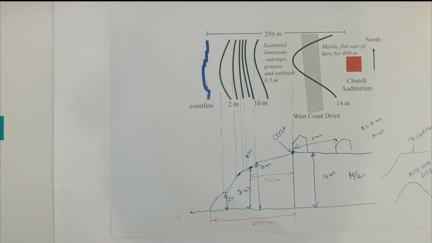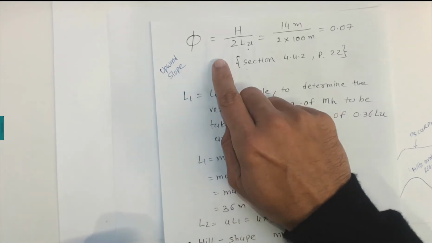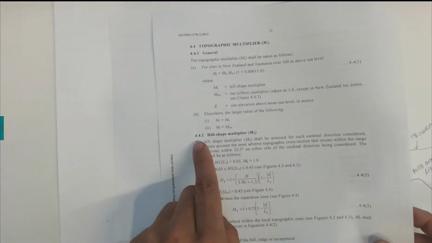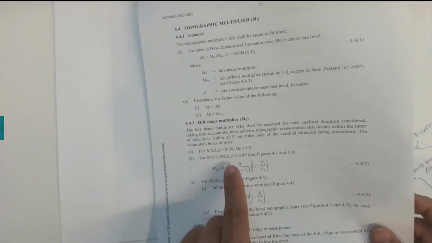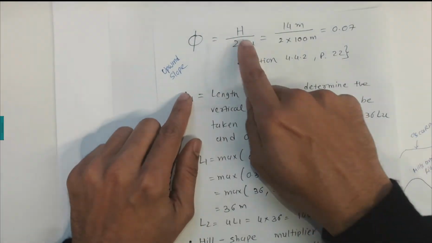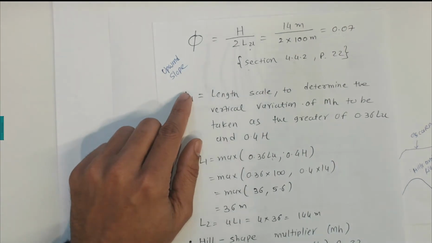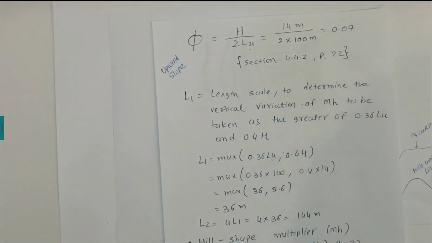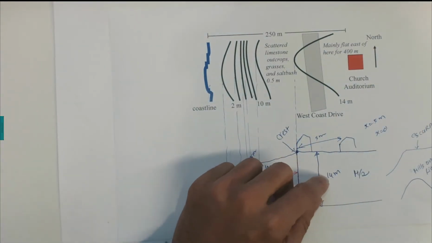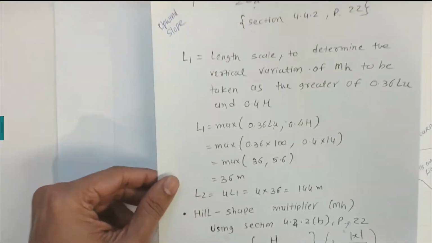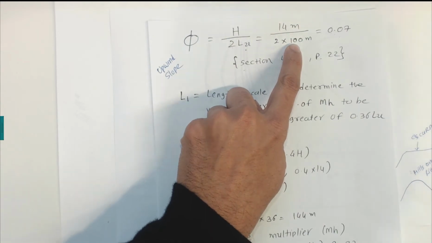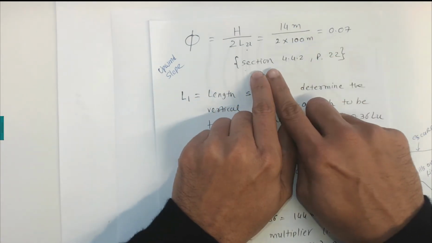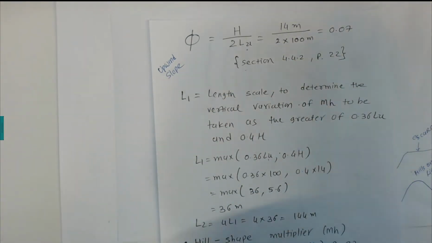Now once we have all the information, we can find the upwind slope s equal to H on 2LU. Where are we getting this equation from? On page number 22, section 4.4.2, we have this upwind slope s equal to H on 2LU. So that H is 14 meters, which we just noted here. Where this is coming from, I think we have on the diagram. On the diagram we have this 14 meters, that is given on the contour. LU we calculated as 100 meters, which is the horizontal distance. Taking this ratio gives us 0.07.